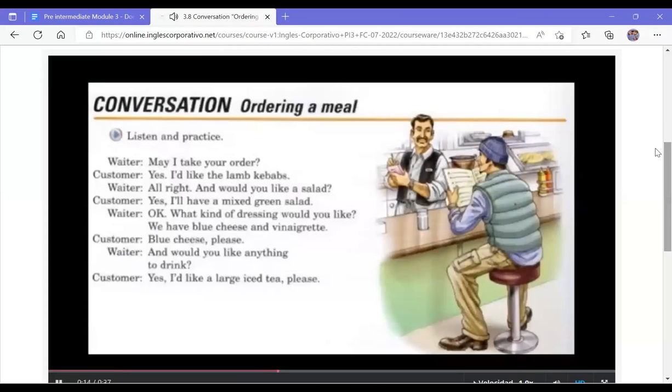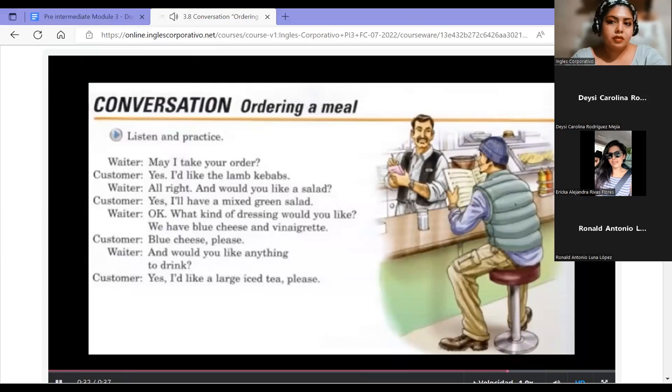Listen and practice. May I take your order? Yes, I'd like the lamb kebabs. All right. And would you like a salad? Yes, I'll have a mixed green salad. Okay. What kind of dressing would you like? We have blue cheese and vinaigrette. Blue cheese, please. And would you like anything to drink? Yes, I'd like a large iced tea, please.